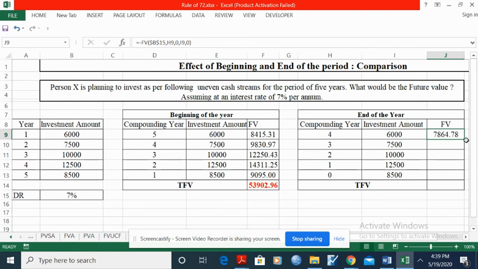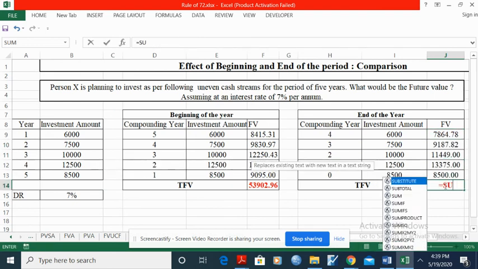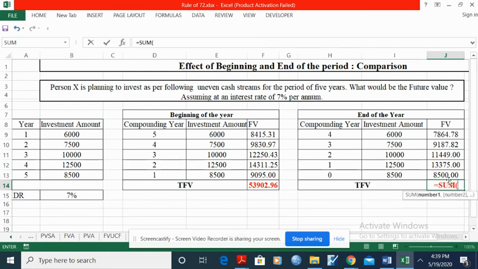Now you can calculate the sum value, equal to sum. So 50,376 and 53,902. Please see the difference between these two future values at the end of the period. So beginning of the period is always preferred compared to the end of the period. Because why?